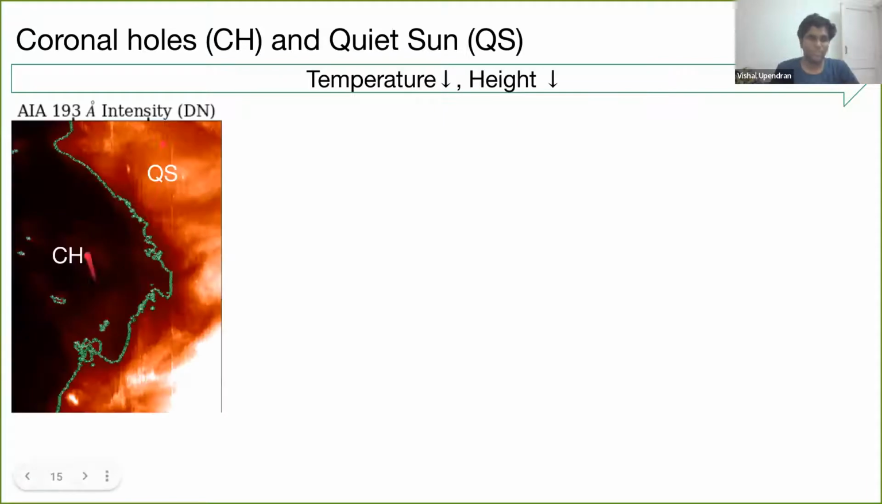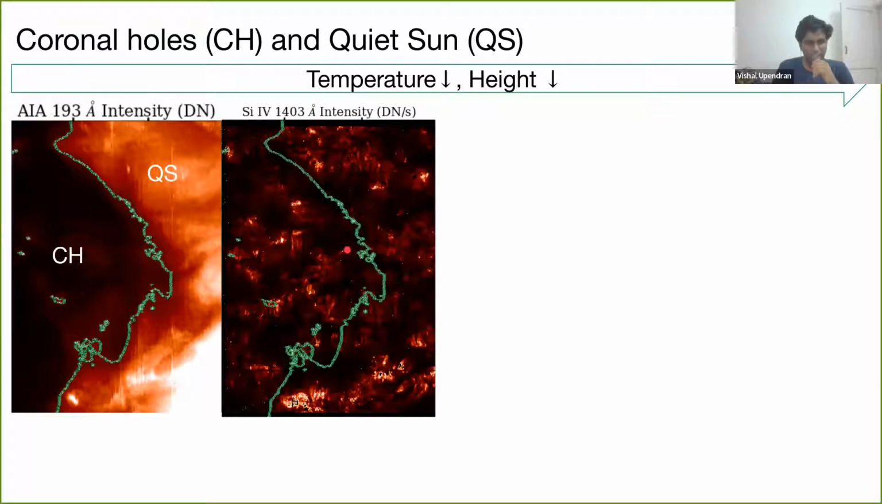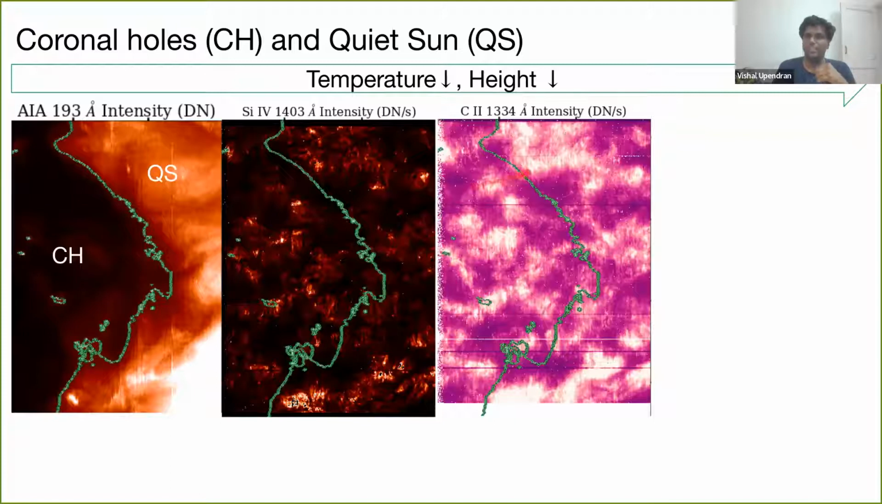If you look at the corona, you see that the coronal holes are dark. The quiet sun is brighter than the coronal holes. I don't need this green contour to tell you that this is the coronal hole and that is the quiet sun; you can easily differentiate it just by looking. But if you probe ions which form much lower in the atmosphere, for example silicon 4, this image tells you that the coronal hole and quiet sun are not very different. If I don't give you this green contour, I don't think you can differentiate coronal holes and quiet sun from each other. If you probe even lower in the atmosphere, for example in the carbon 2 line, this difference is absolutely gone.